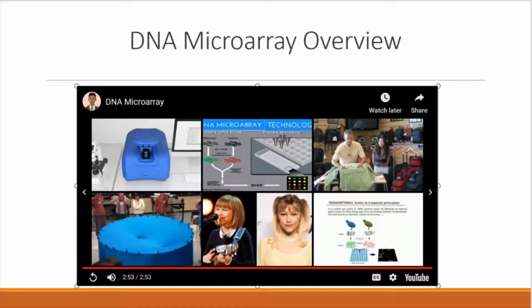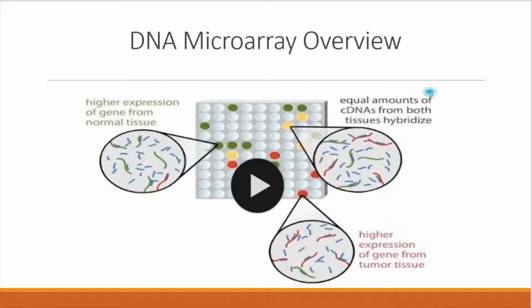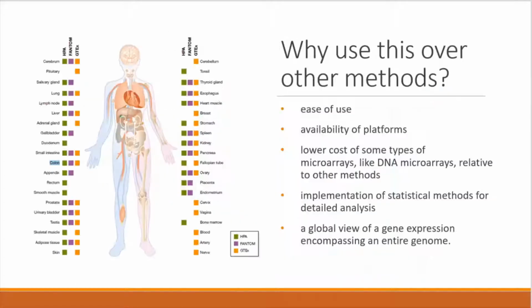So this is a really good overview of DNA microarrays, which are the most common type as it relates to breast cancer. So why would we use microarrays over other methods? It's really easy to use. There are so many different platforms that you can use. They're lower cost. DNA microarrays, since they've been around for a long time, are pretty low cost, and they're high throughput. So you get a lot of results all at once, and it's pretty cheap to do it.